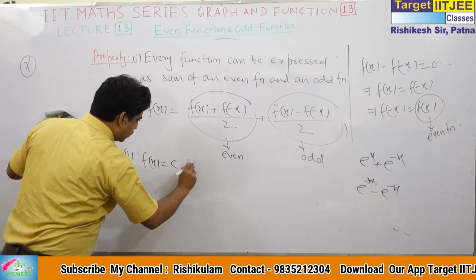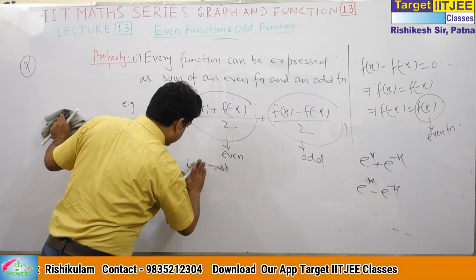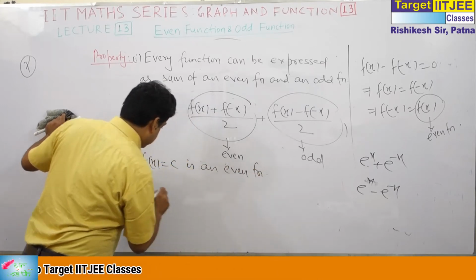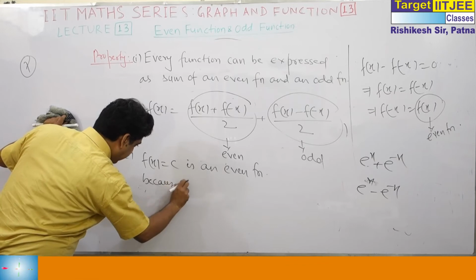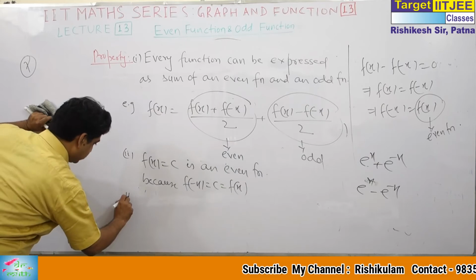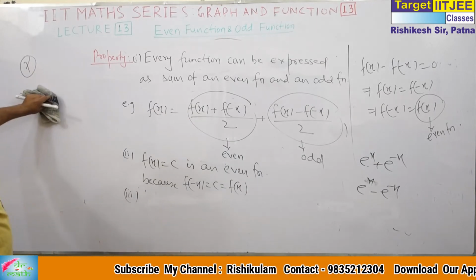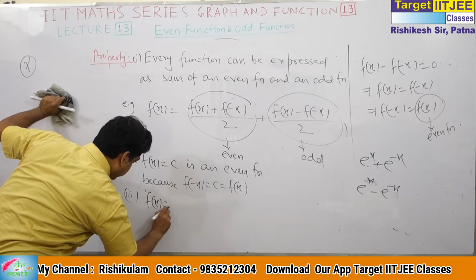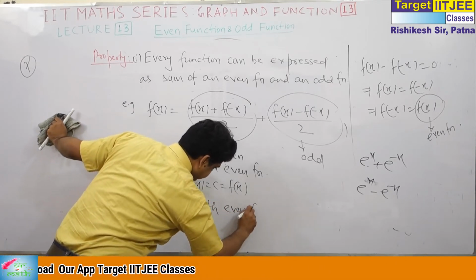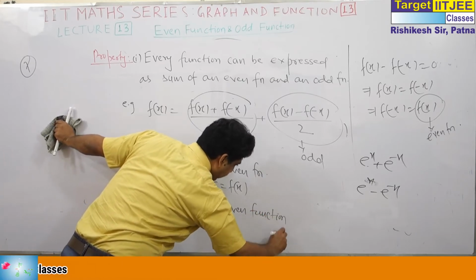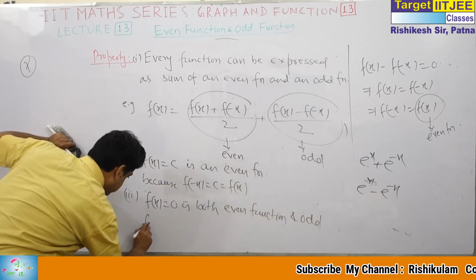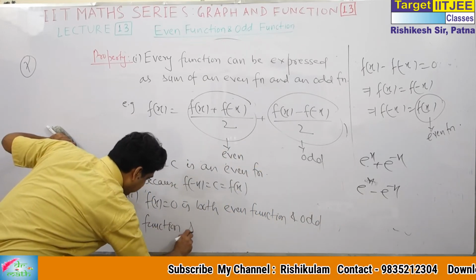Now, there are one or two more properties, let me write. If fx is a constant function, it is an even function, because f minus x is equal to c is equal to fx. Third, fx is equal to 0 is both an even function and an odd function. This is the only function which is both even and odd simultaneously.